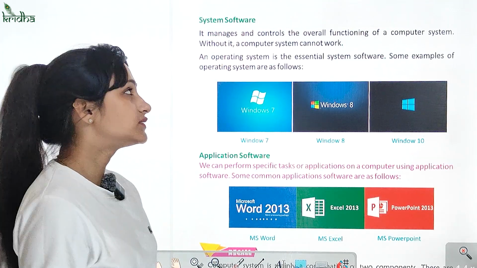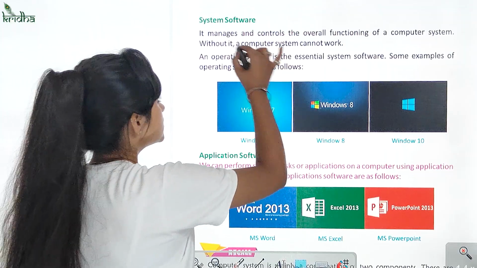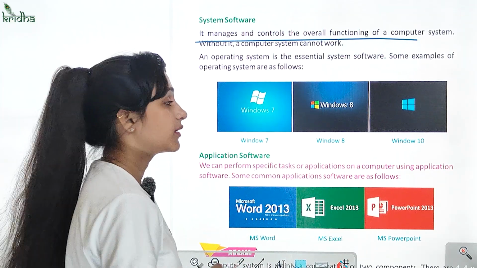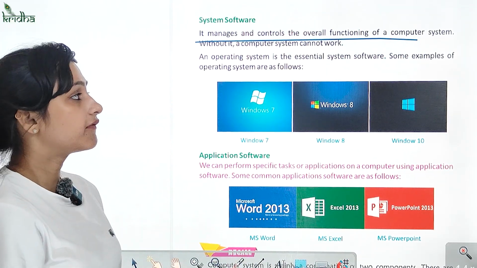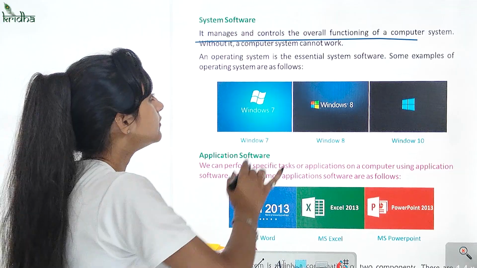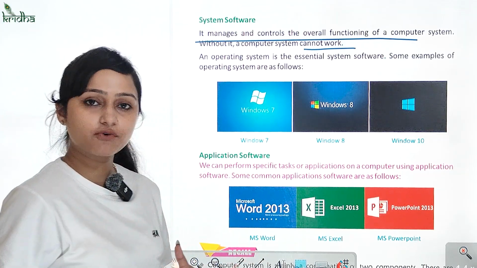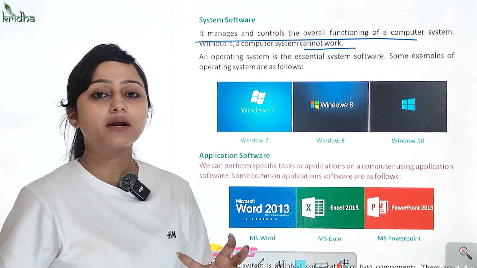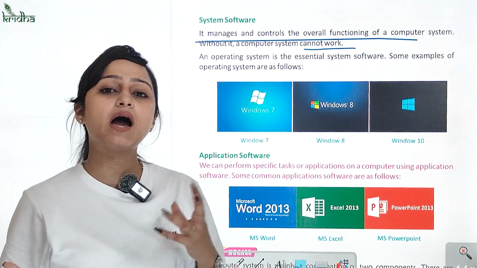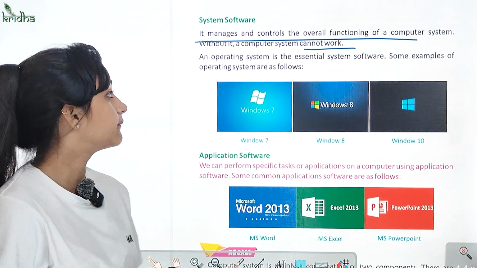Now let's talk about system software. It manages and controls the overall functioning. मैनेज करता है, कंट्रोल करता है ओवरऑल फंक्शनिंग वो कंप्यूटर सिस्टम. Without it a computer system cannot work. इस सॉफ्टवेयर के बिना कंप्यूटर सिस्टम वर्क नहीं कर सकता. सॉफ्टवेयर के बिना हार्डवेयर कुछ नहीं है, हार्डवेयर के बिना सॉफ्टवेयर कुछ नहीं है.